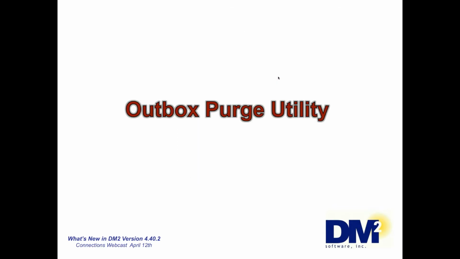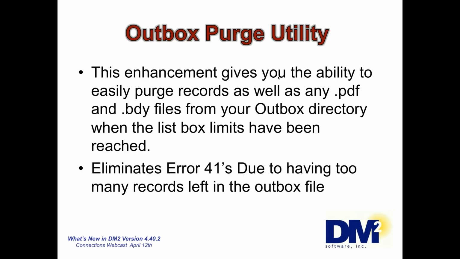Next thing is the Outbox Purge utility. One of the things we've run into over the years has been that records get left in the Outbox system. So this is the Outbox screen where you have all the records that are going out. It says they've been released, so they've been sent, but people leave them in there in case they need to resend them. The problem is that as that file grows bigger and bigger, it generates an error 41. So we get these calls where I now have an error 41 and I need to clear these records in the Outbox, and it's kind of time consuming.